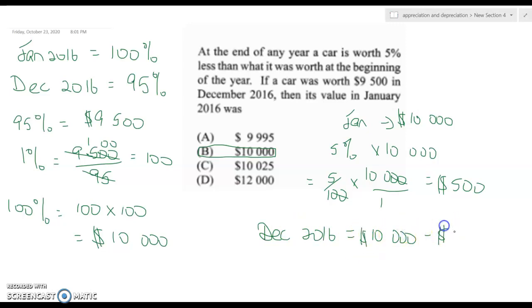take away that $500. So in December 2016, that's the value they actually give us, right? So then this option, the second option I showed here on the right hand side, that's like a reverse method, using the answers they give you, if it's multiple choice, to kind of work backwards to get your answer, right? So again, you could do it whichever way you are comfortable with. But this topic is generally easy. Depreciation means that the value decreases every year, right? Any questions? Feel free to ask.